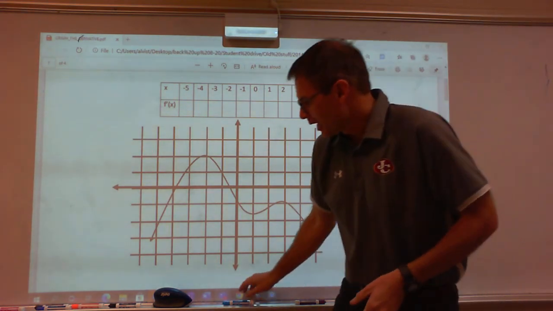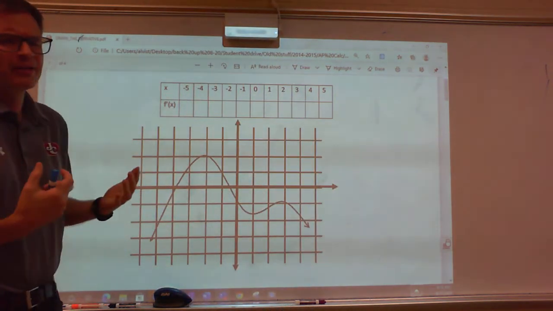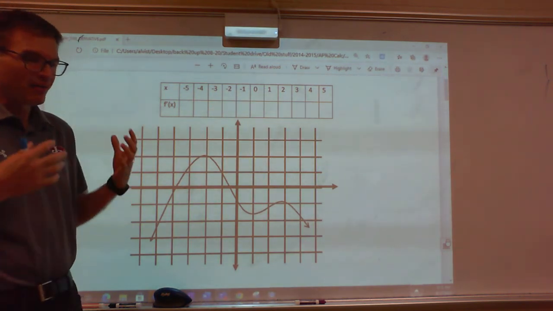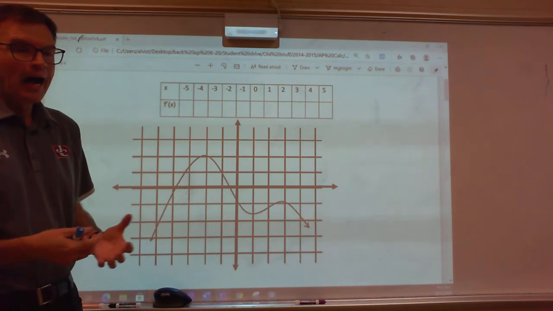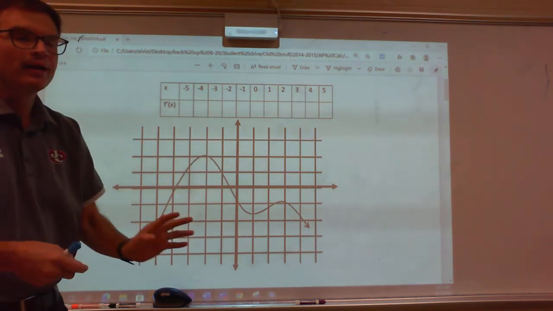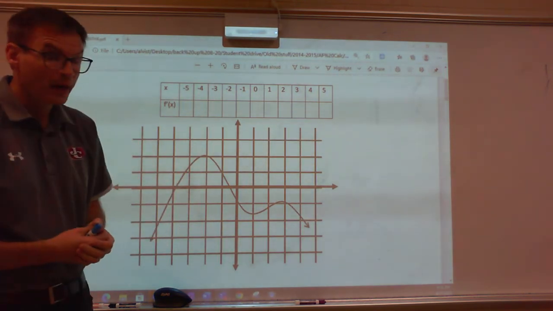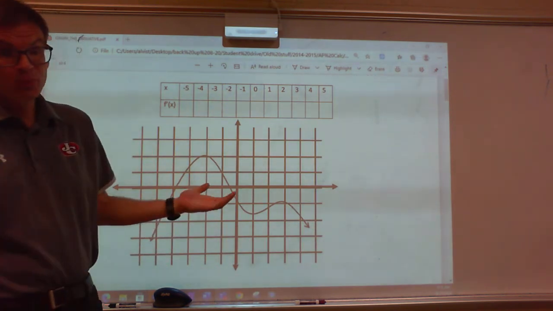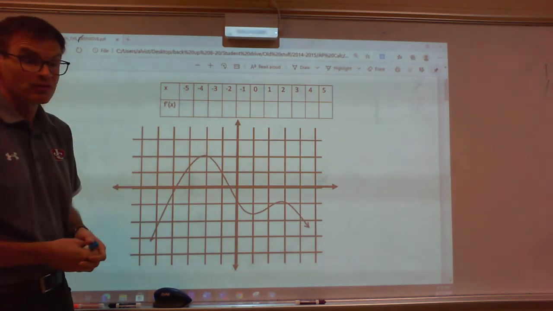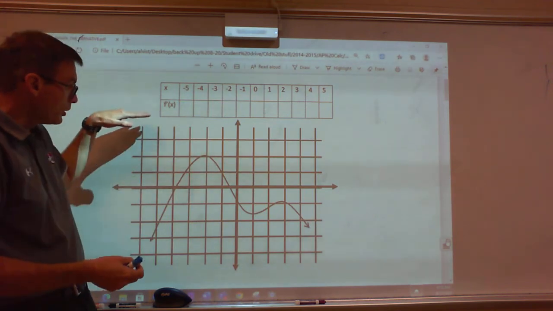When I make up a graph, I like making an XY chart. Pretty much anytime I'm trying to come up with a graph I've never seen before, I do an XY chart because I can pick different values for X, figure out my values for Y, and then plot all of those points, which gives me an idea of the graph. So if I want to know the graph of the derivative, I'm going to make an XY chart. Here's my X's, here's my Y's.